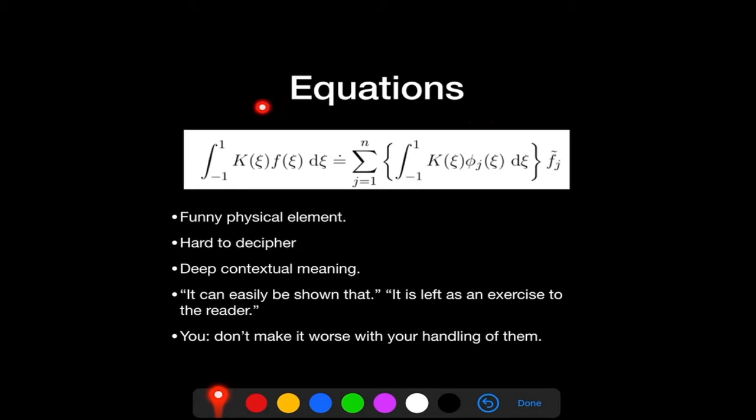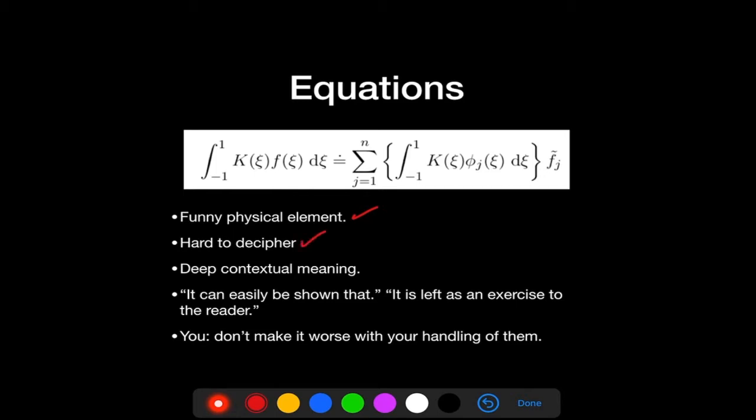You're reading and you're trying to understand something. Maybe you have a big exam coming up and suddenly you encounter this thing right here. What do you do with it? Equations are a great way to interrupt the flow of your reader. Why? Because they're a funny physical element. They're just this big thing that sits suddenly in the flow of your words. They're very hard to decipher.